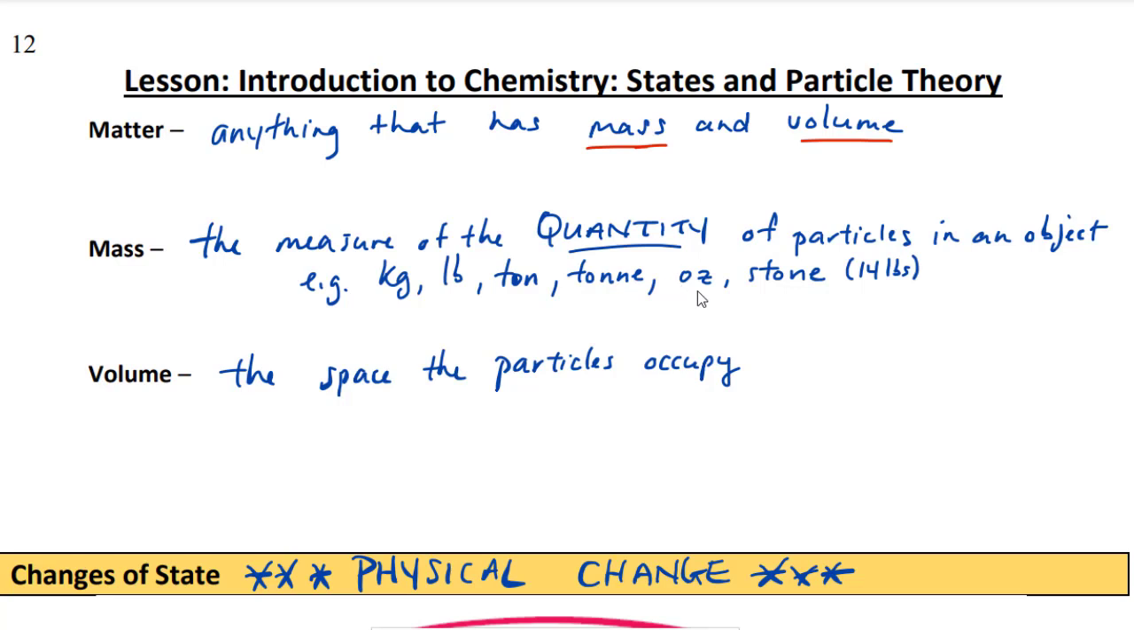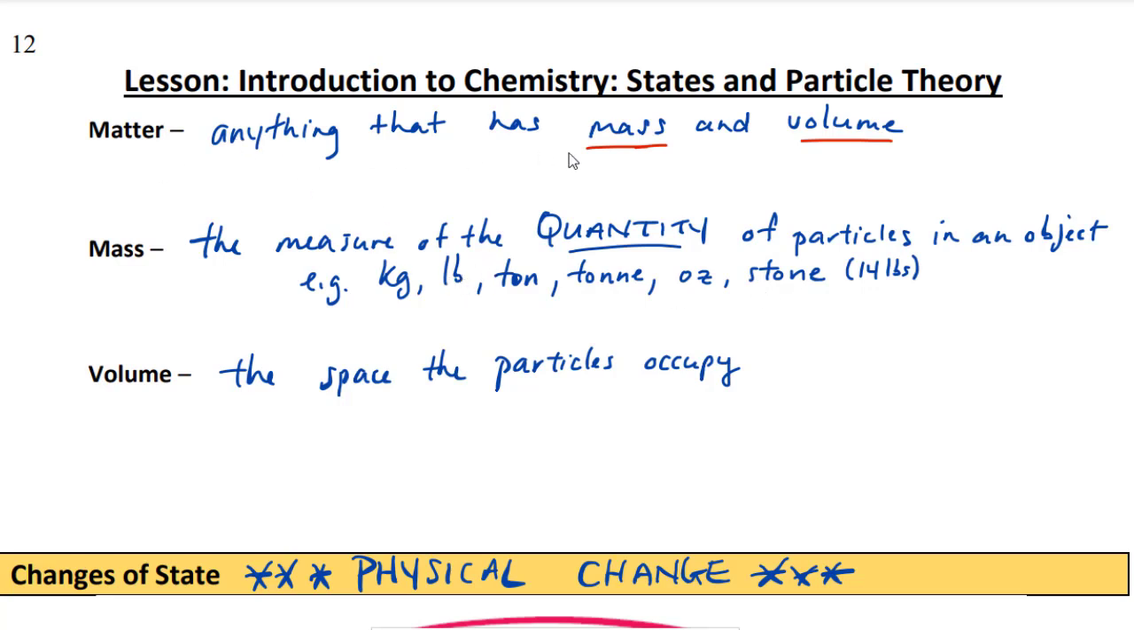You can measure it in ounces. If you're from the UK, you might even use stones for your weight. 1 stone is equal to 14 pounds. So you might say, oh, I'm 10.5 stones, rather than saying that you are in so many pounds, right?